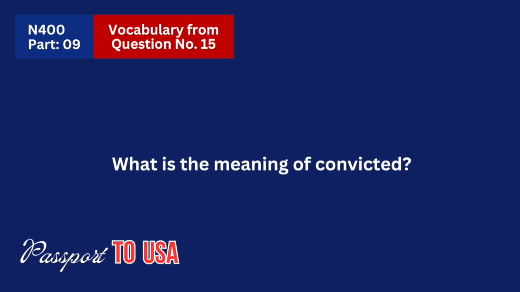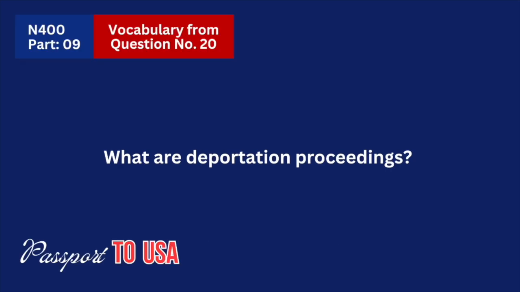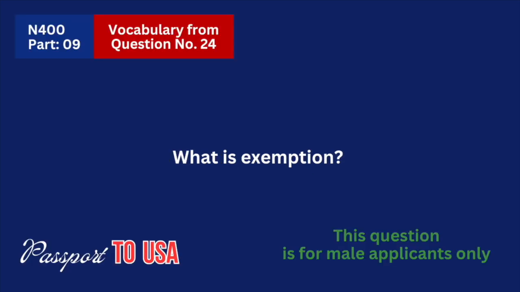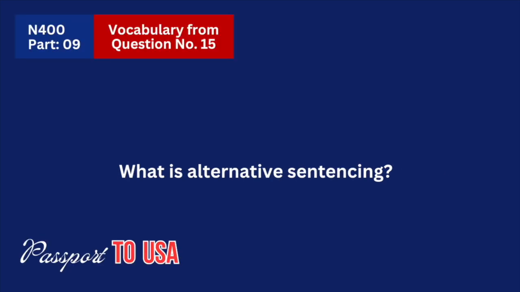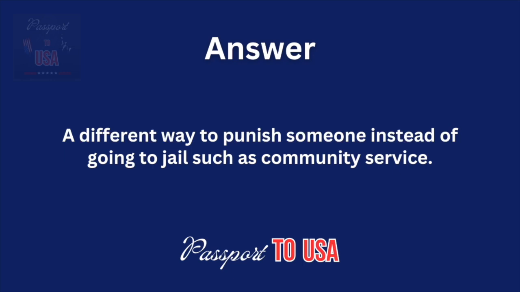What is the meaning of convicted? Found guilty of a crime under the law. What are deportation proceedings? Legal process of forcing someone to leave the U.S. What is exemption? Special permission for not doing something. What is alternative sentencing? A different way to punish someone instead of going to jail, such as community service.